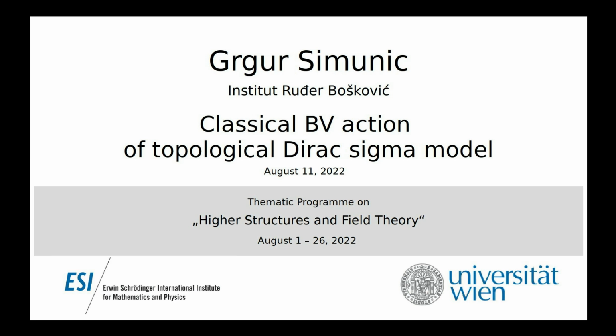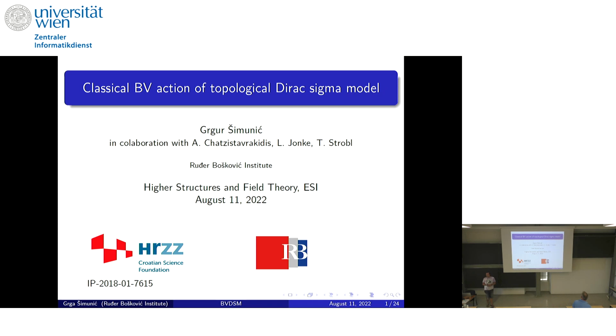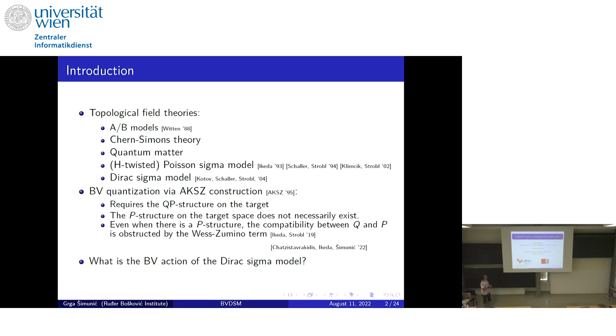So today I'm going to talk about work I have done with Thanasis, Larissa, and Thomas. Topological field theories show up in various situations. For example, topological strings: we have A and B models that are very well known. We have Chern-Simons theory. They also show up in quantum matter as emergent field theories. Especially interesting for this talk are the H-twisted Poisson sigma model and the Dirac sigma model.